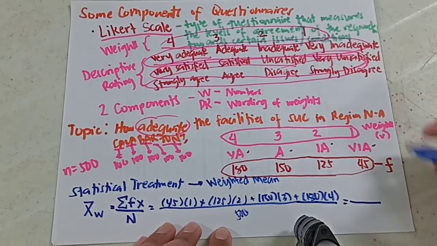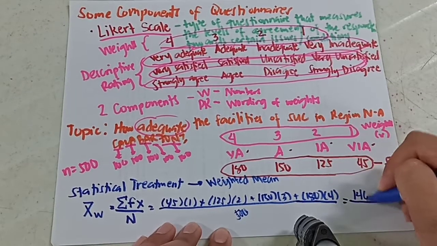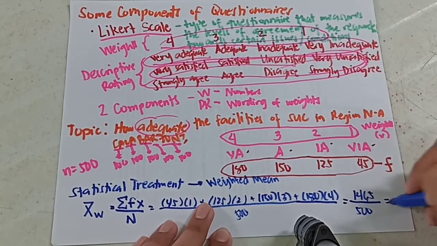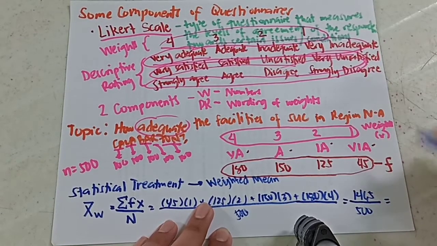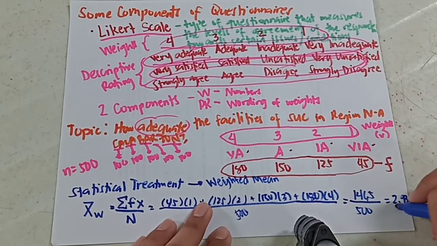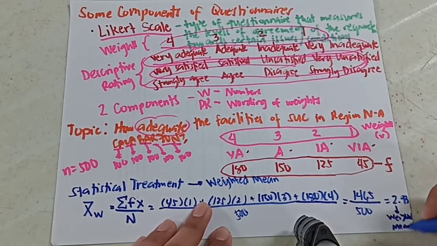So we can compute it as 1,465 over 500. And the answer will be 2.93. Okay? It will be 2.93. So 2.93 is the weighted mean. Is the weighted mean. Okay.